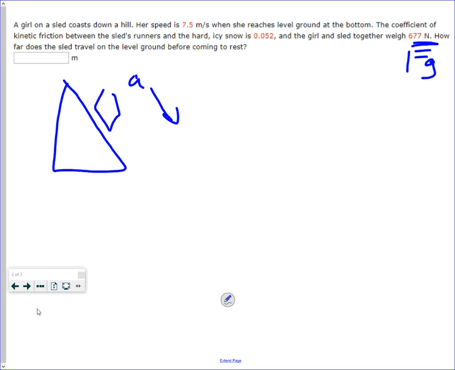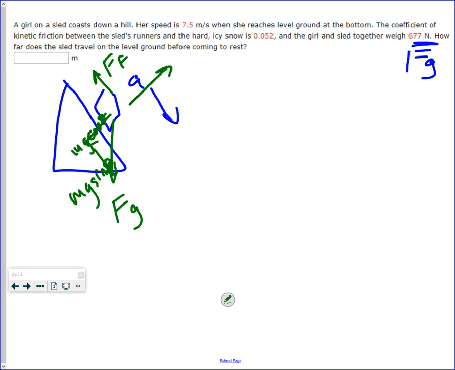So let's think, what do we have? We have Fg. Dang, this is just a mess. Definitely need to make sure I calibrate these in the future before I work with them. There's Fg. There's my force of friction. All right, mg cosine theta, mg sine theta, and then this one is our normal force. Okay, what do we know? We also know her speed. And we want to know how far she travels.